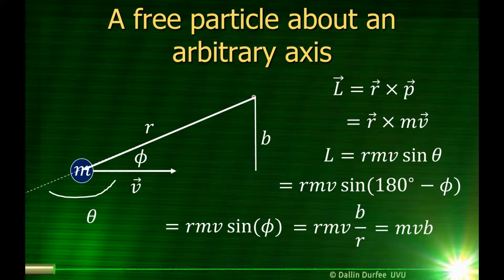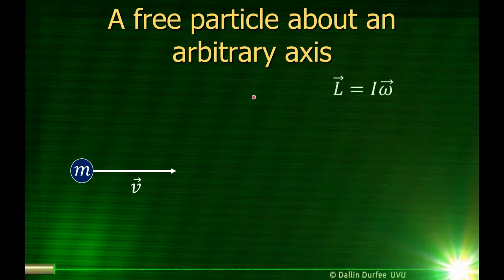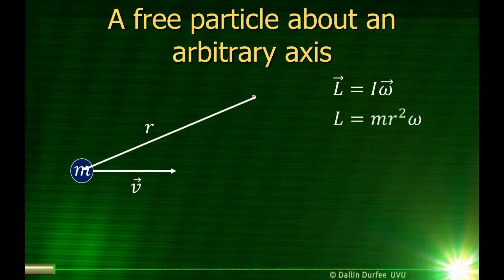I picked. The other way I can think about it is this way. Well, angular momentum, by definition, is I times omega, moment of inertia times angular velocity. So let's find the moment of inertia and angular velocity for this particle. Well, if that distance right there is r, the moment of inertia is just, for a point, m r squared. So there it is. So the magnitude of the angular momentum is m r squared times omega. And of course, once again, the direction is going to be out of the screen. Now, how do I find omega?